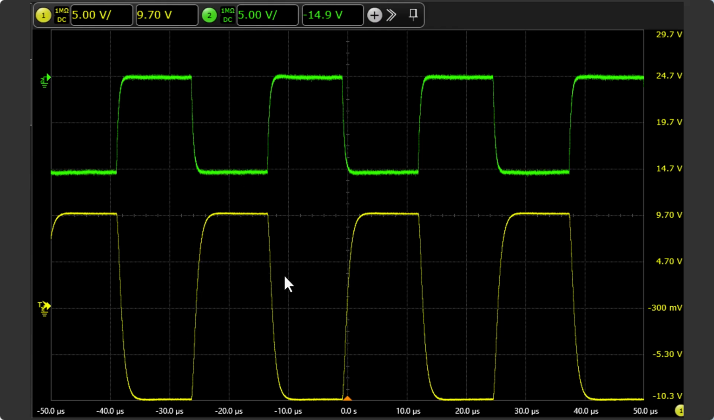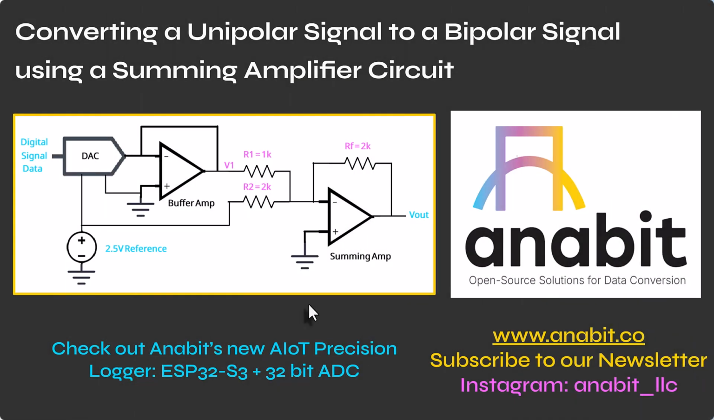Right, so this is an example of that circuit that we just looked at, with the centerpiece being the summing amplifier, where we convert a unipolar signal to a bipolar signal. Okay, that's it for this tutorial on converting a unipolar signal to a bipolar signal using a summing amplifier circuit.